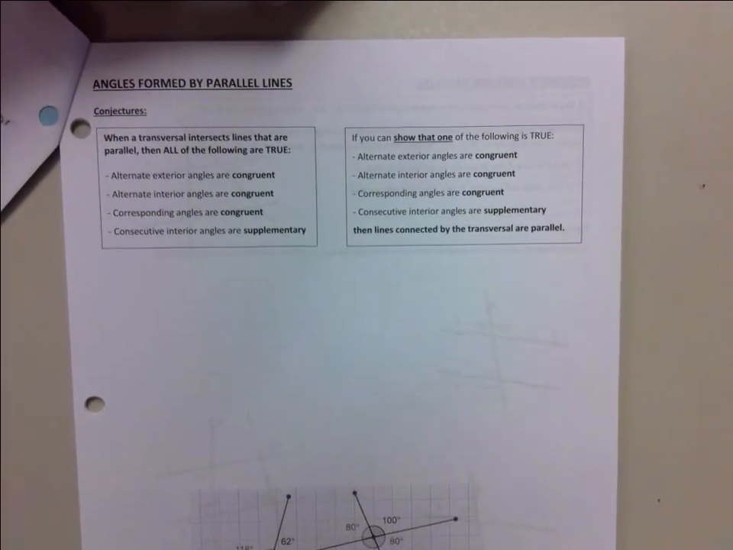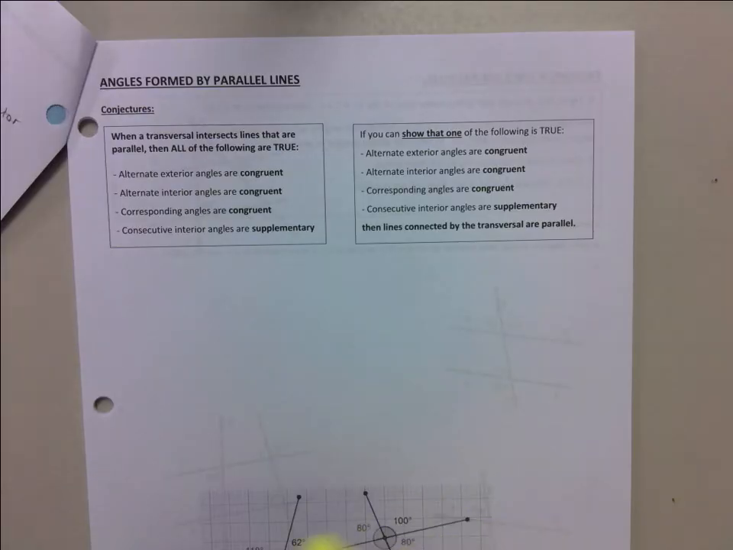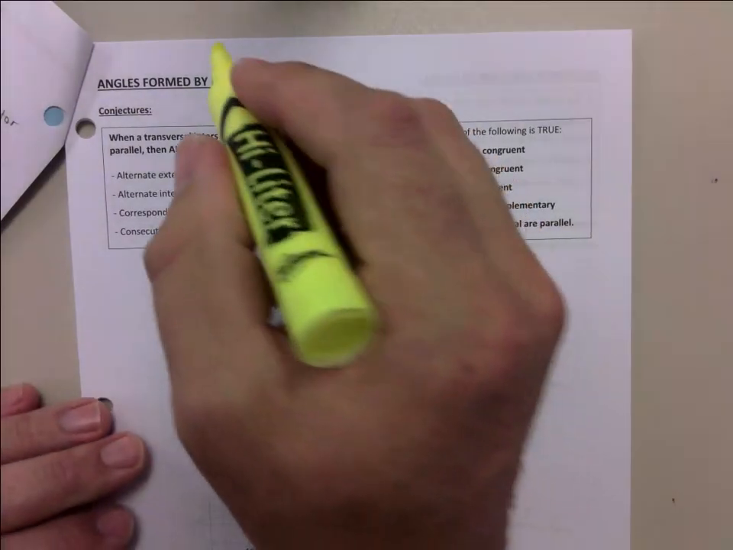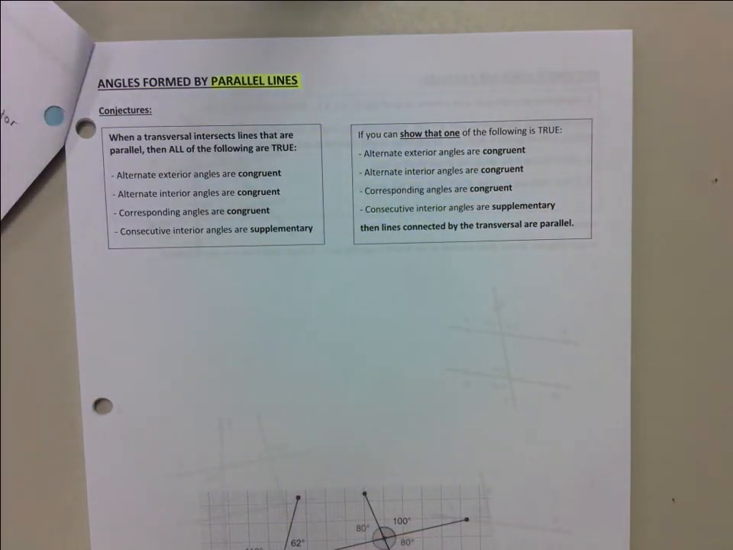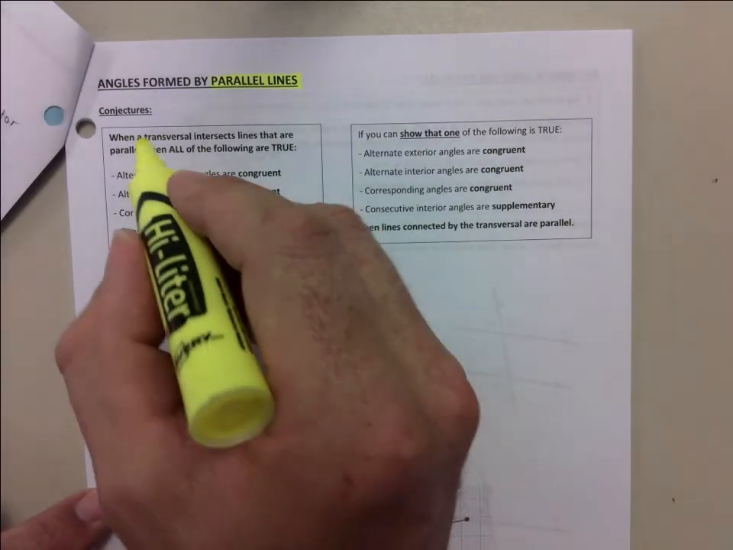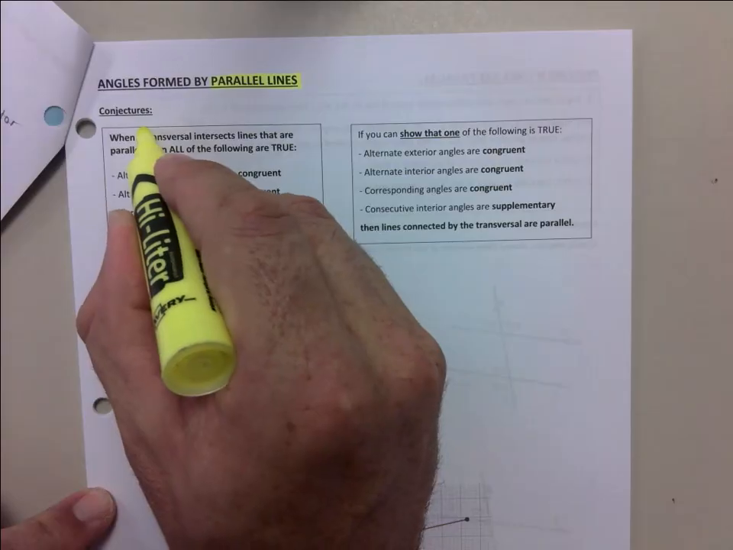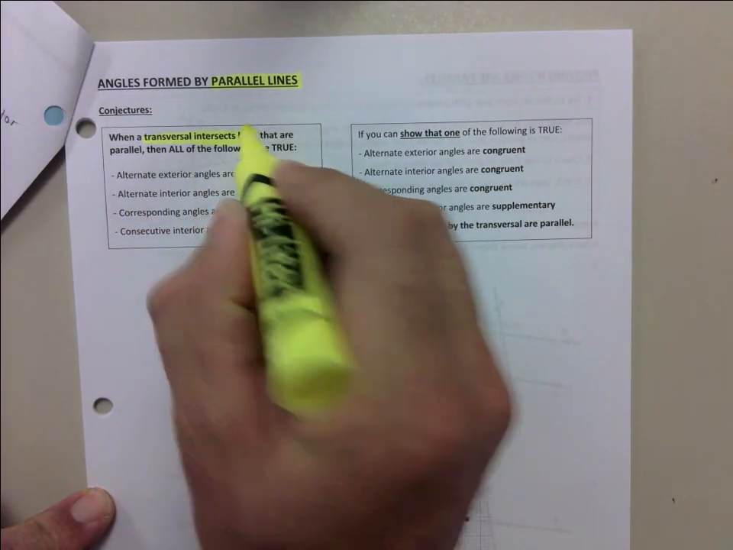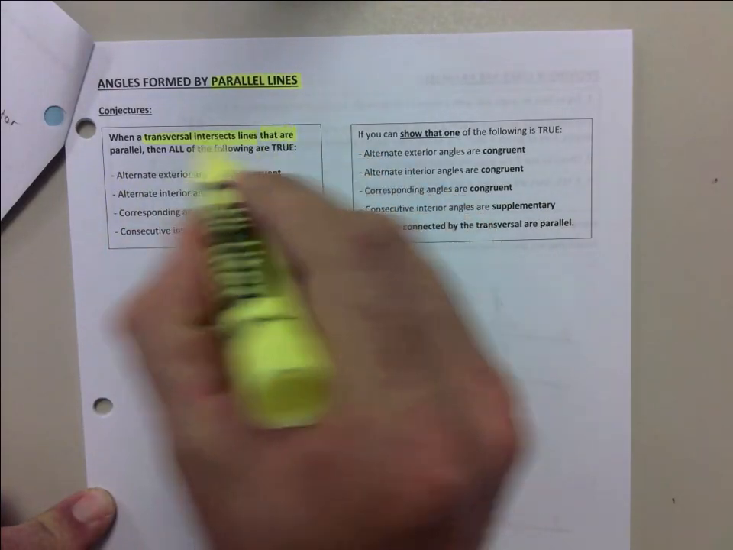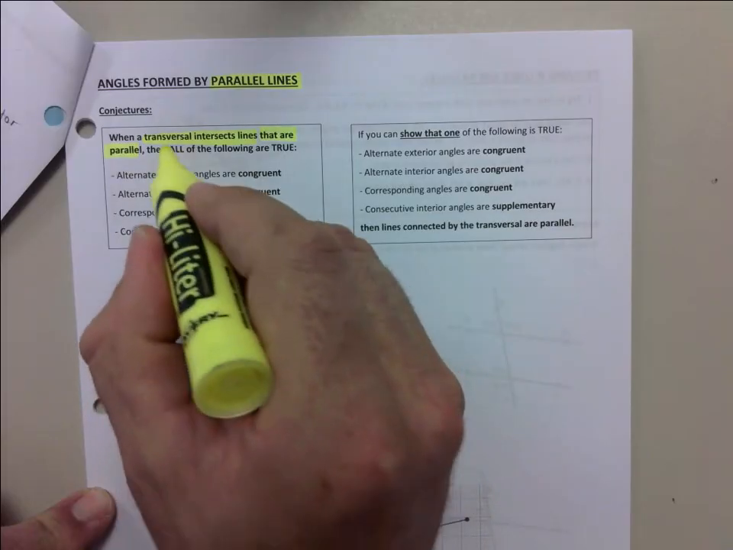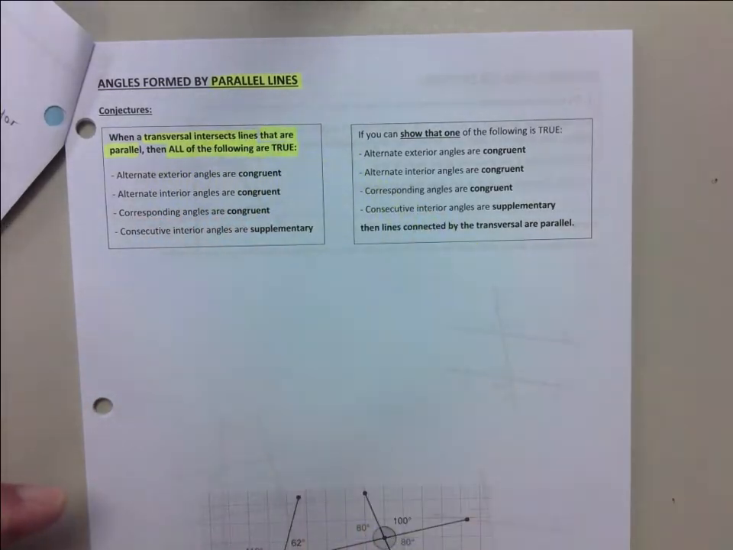Angles formed by parallel lines. So this is where these four take a bit of a twist. We're now talking parallel lines. Highlight this part. When a transversal intersects lines that are parallel, then all of the following properties are true.